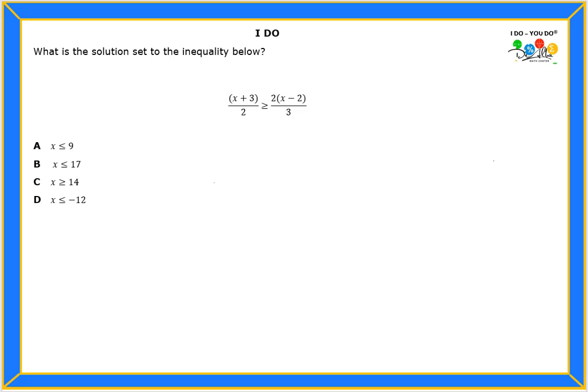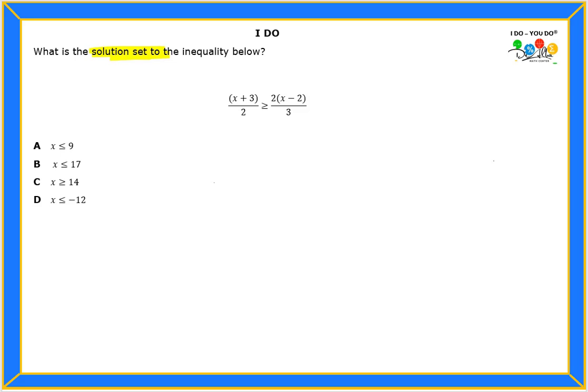And it says, what is the solution set to the inequality below? Okay, so we're looking for the solution set, right? So basically we need to solve, right? If you look at the answer choices, they all have x by itself, so that's going to be our goal. We need to solve for x, okay?